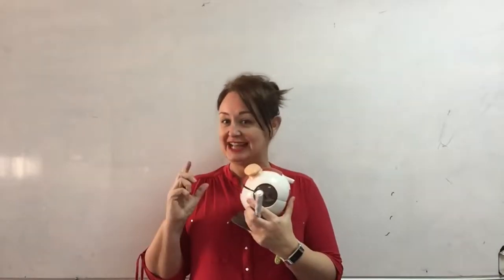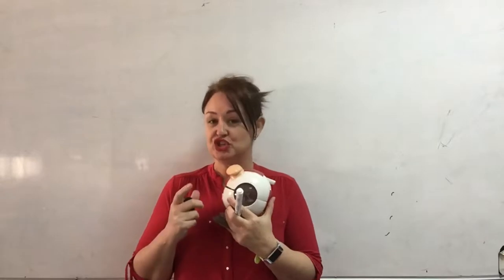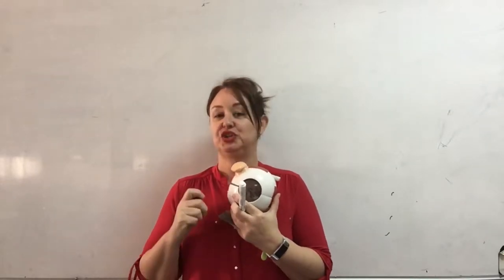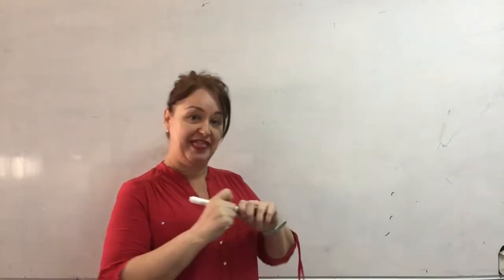Today we're looking at the eye, and we're looking at similarities with the camera. So very quickly, I'm going to whiz through the structure of the eye, and then we'll compare it to what happens with a camera. I'm going to start off with the lens.